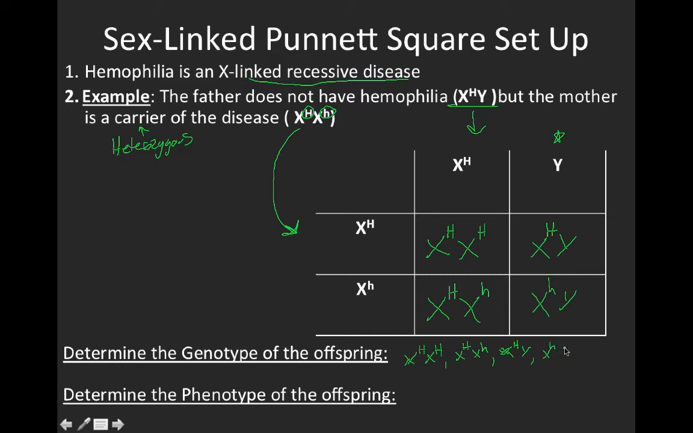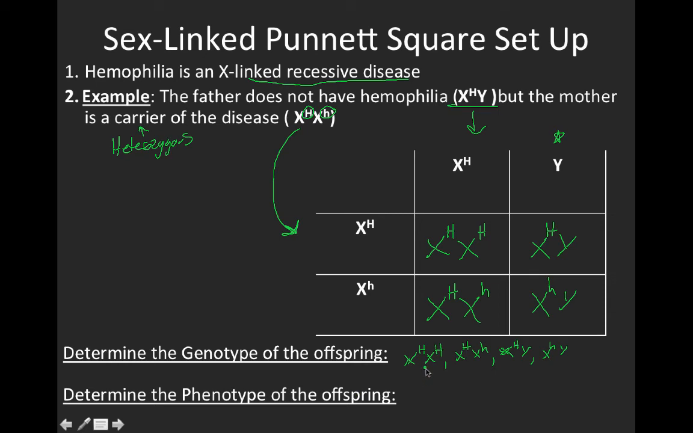So men are more likely to get X-linked disorders or show X-linked disorders because of this fact here. They only have one X chromosome, so if they get one bad copy, one copy of the chromosome with that allele, they got the disorder. This individual here, this female, has a bad copy, but there's also a good copy that's dominant and covers it up. Men have one X chromosome. If there's something wrong with it, then that trait can be expressed more easily.